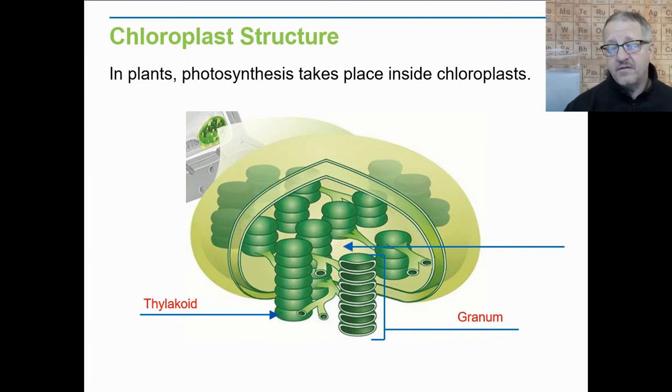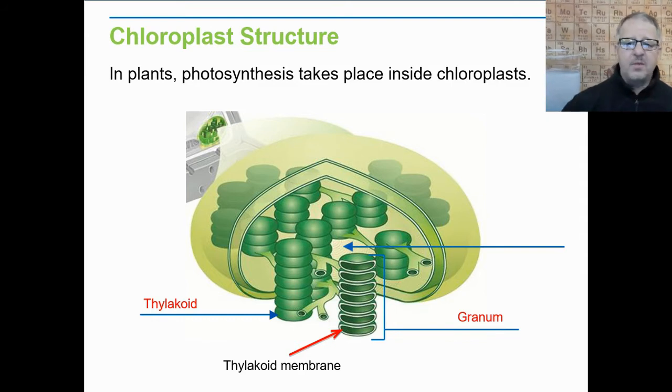Pigments, like chlorophyll, are located in the thylakoid membranes, and we see the thylakoid membranes right there. And then there's a fluid portion of the chloroplast outside of the thylakoids known as the stroma. Now, I like to think of the stroma kind of like the cytoplasm in the cell, but inside of the chloroplast, we don't call it cytoplasm, we call it stroma.